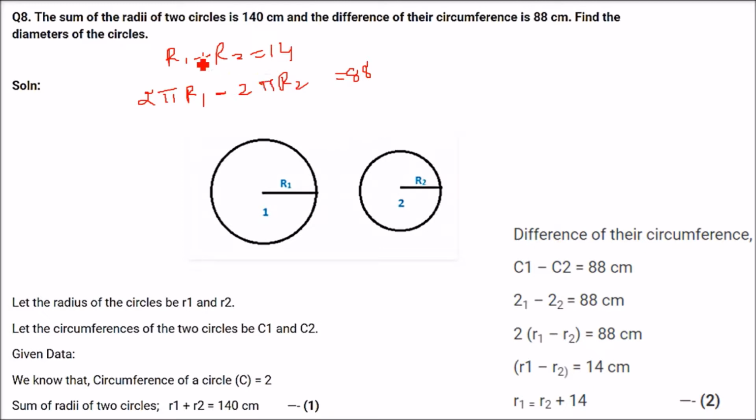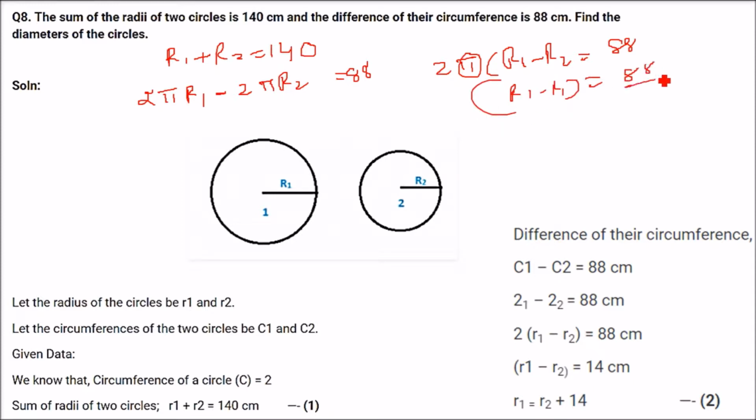Right? So now here what we are going to do, because this R1 and R2 we can compare, or we can find out a solution from here, because the addition of this is 140. So one thing we can do here is, because we know that this 2 pi can be taken outside, you have R1 minus R2 as 88. Now this pi can be written as 22 by 7. So R1 minus R2 is going to be 88 by 2 into pi, I'm writing as 22 by 7. This is 44, this is 88, so it is 2 times. You get 14. So R1 minus R2 is 14.